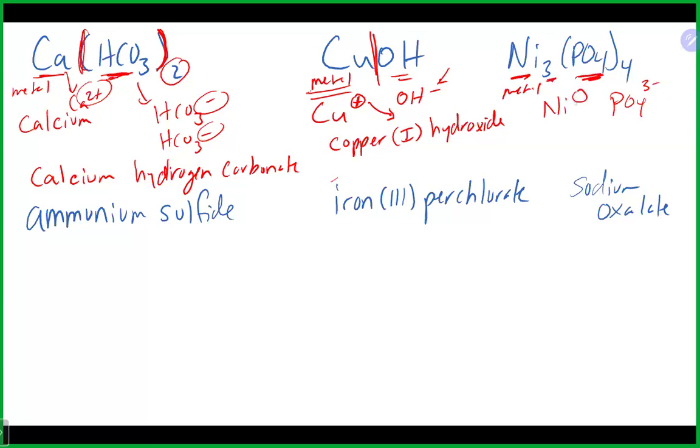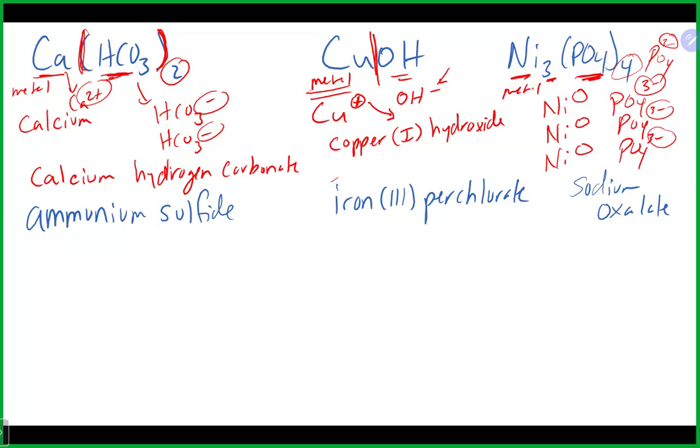Once again, nickel is a transition metal, so we are not sure of its charge. In this case, though, we do have 3 nickels, not just 1. And we actually have 4 of the phosphates. So that's -3, 6, 9, and 12. So we've got -12 overall.